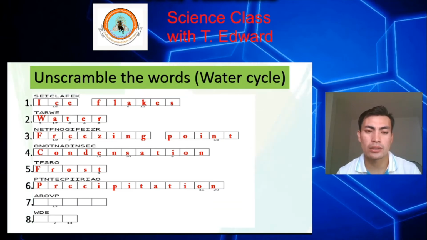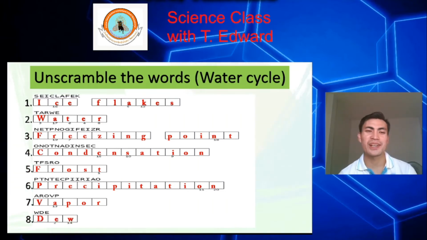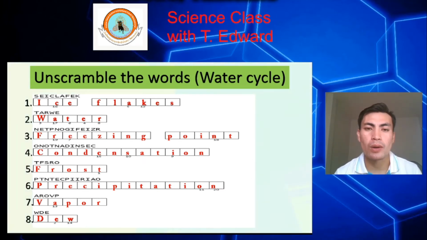Alright, now let's go to number 7. What do you think is the answer for number 7? What do we call when the water becomes gas? We call it water vapor. Very good. Some spelling is like V-A-P-O-U-R. Okay, it has the letter U, but in your book it's as simple as V-A-P-O-R. Number 8, the answer here is dew. Okay, I hope you enjoy our little game today, and we will now proceed to our lesson.